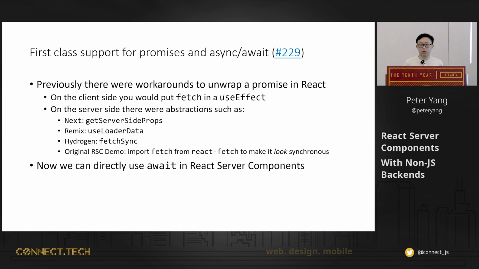But you all know on the client side with fetch, you use useEffect. On the server side, you would still have to do all these workarounds. With Next, you use getServerSideProps; Remix, you use loader data; Hydrogen, fetchSync; and even in the original React server components demo from two years ago, they were using a wrapper around the native fetch client to make it look synchronous. So you can do stuff like that, but they've decided, thankfully, to introduce first-party support for await and async functions on the back end. And it's great stuff.